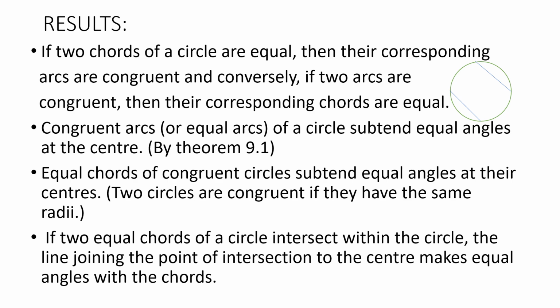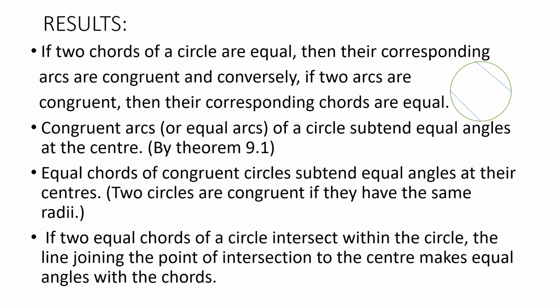We can see from the diagram. Congruent arcs or equal arcs of a circle subtend equal angles at the center. This is because of theorem 9.1. Equal chords of two congruent circles subtend equal angles at their centers. What are two congruent circles? Two congruent circles are there if they have the same radii.